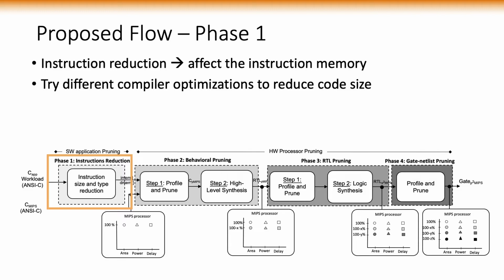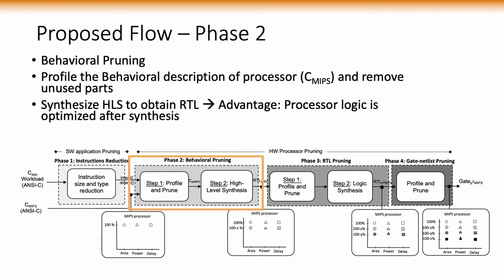Phase 1 deals with the reduction of the number of instructions. This is important because the fewer instructions our processor executes, the smaller the instruction memory becomes. And also, what we try to accomplish here is to reduce the different types of instructions being executed, because as you can imagine, the type of instructions will affect the amount of pruning that we can achieve. And for that, this stage tries different compiler optimizations.